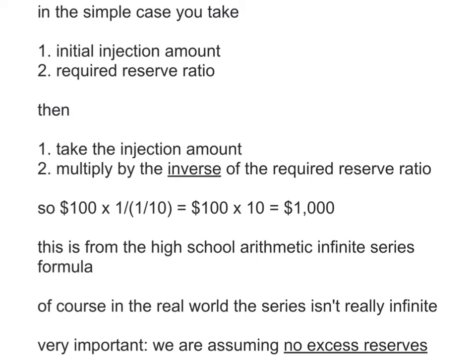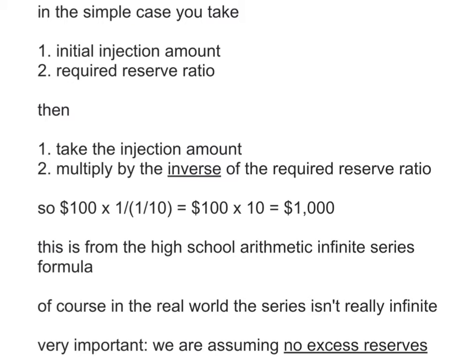So to express this using the words we had before, there was an initial injection amount of $100 that the Fed created. That was an increase in the monetary base of $100. The required reserve ratio was 10%, so the bank kept $10 out of the first deposit and then passed that on in a loan and so on.